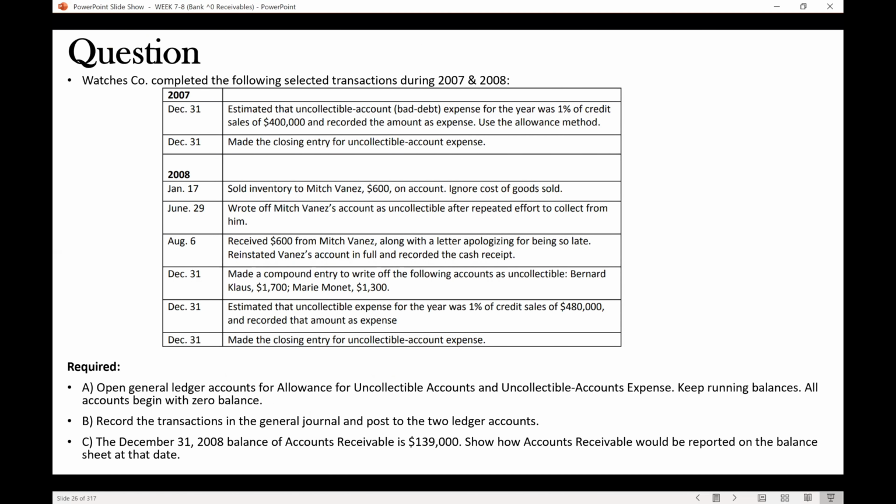So it says on December 31st, and we're in 2007, the estimated uncollectible bad debt expense for the year was 1% of credit sales, and credit sales was 400,000. We're supposed to record the amount as an expense using the allowance method. And here again the question told you what method to use.